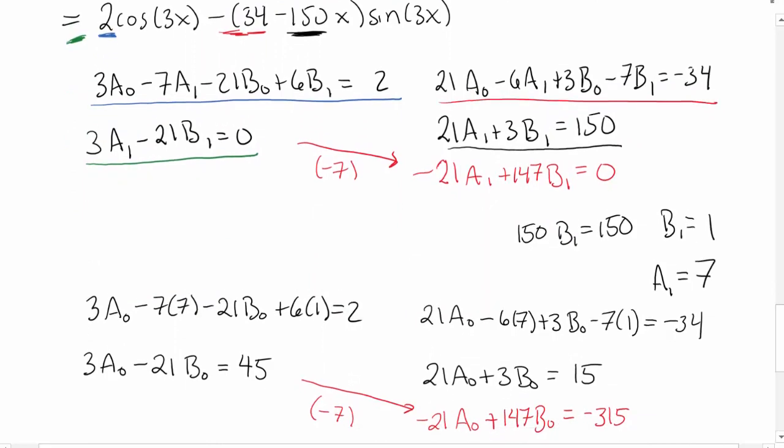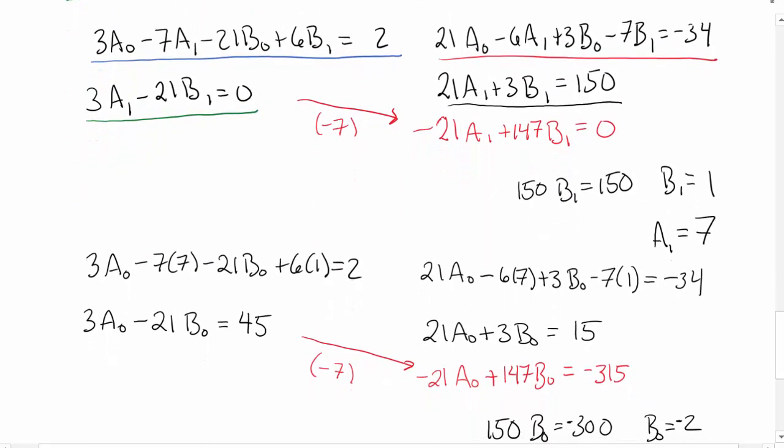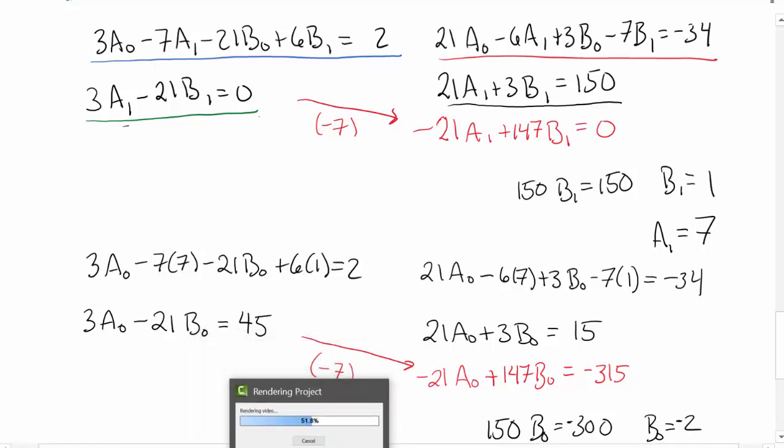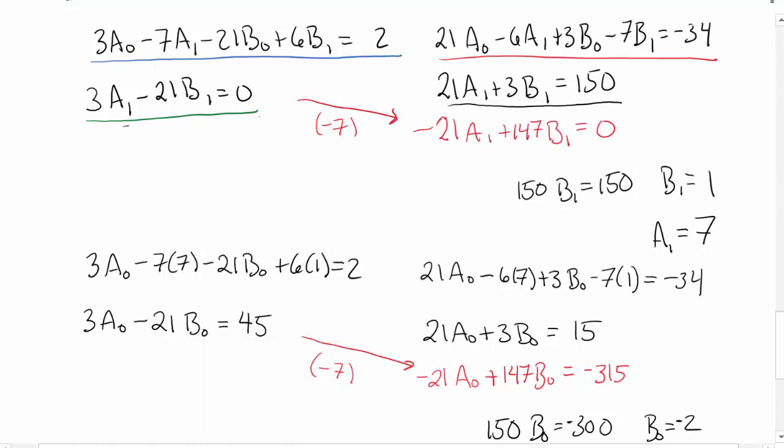This is a system of 4 equations and 4 unknowns. Solve it however you like. The way I chose to do it is I multiplied 3a1 minus 21b1 is equal to 0 by negative 7. That gives me negative 21a1 plus 147b1. You add those two equations together, the other equation being 21a1 plus 3b1 equals 150. That gives me 150b1 is equal to 150. That gives me b1 is 1. Plug b1 is 1 back into 3 times a1 minus 21b1 is equal to 0, and I get a1 is equal to 7. Okay, so now I know b1 is 1, a1 is 7. I plug those into the other two equations.